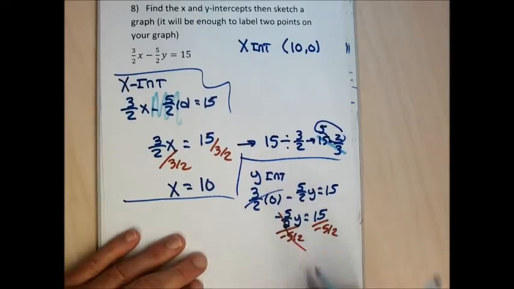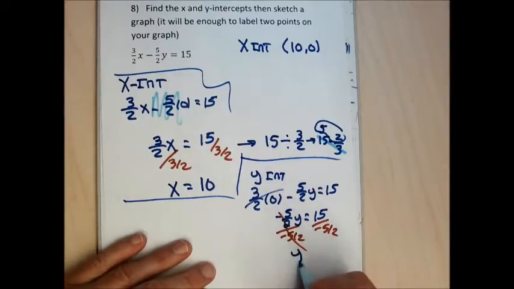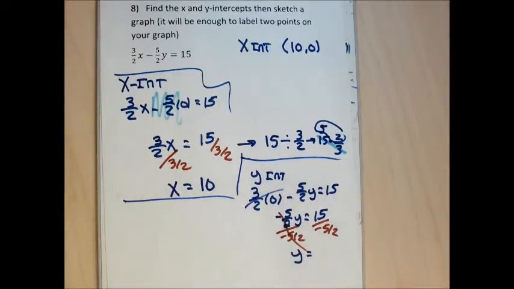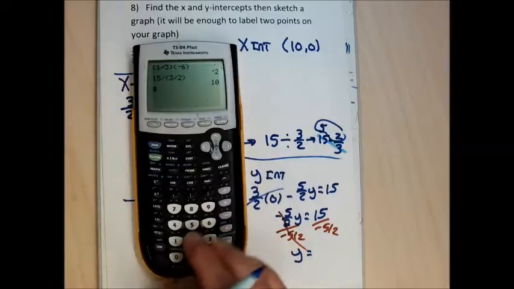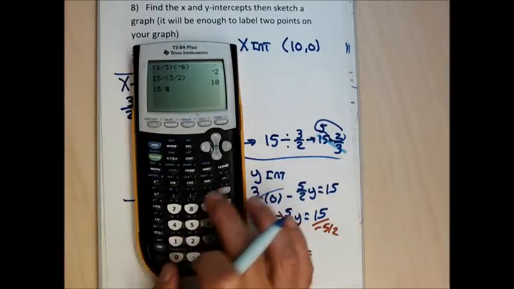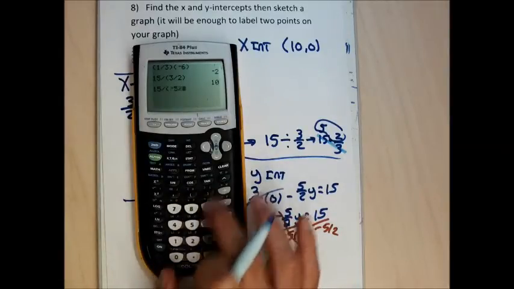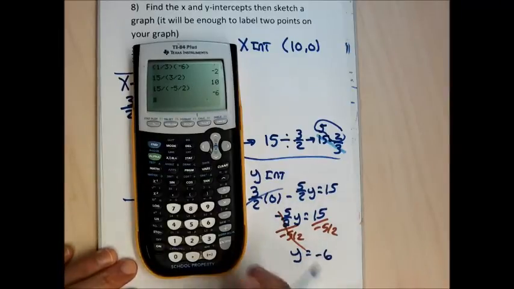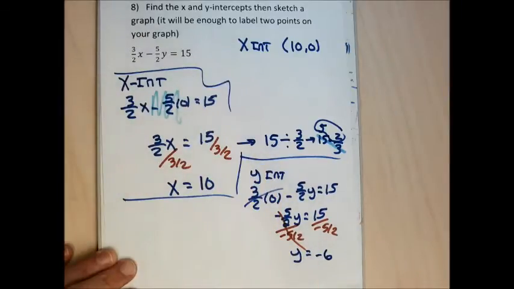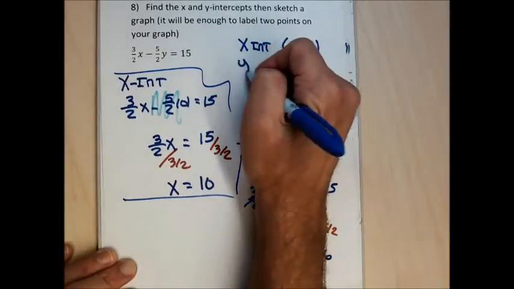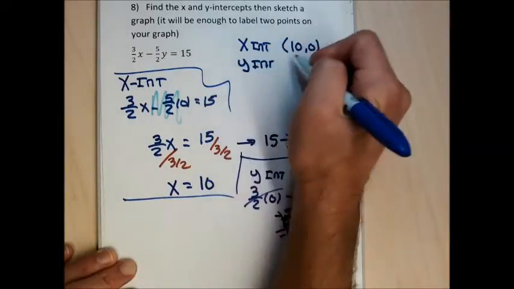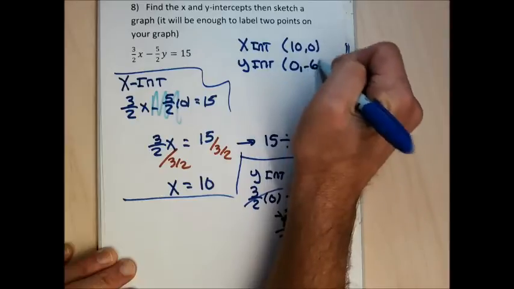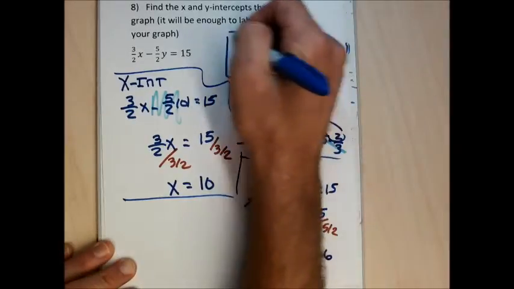On the left-hand side, I'm left with a y. And on the right-hand side, I'm going to use my calculator to go 15 divided by parentheses negative 5 divided by 2, and I get negative 6. So the y-intercept, the y part of the y-intercept is negative 6. The x part is 0. For my answer, that would be all the work I need to show.